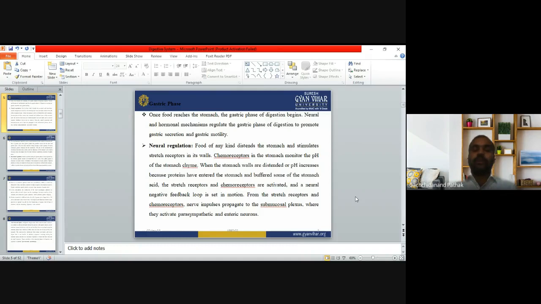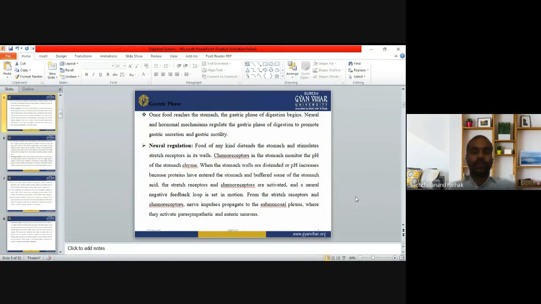Second thing: what will happen when the food goes into the stomach? Now the stomach is going to distend, stretch. The stomach is like a sac-like structure, a bag, a reservoir. So when food fills the stomach, it is going to broaden, distend. So two mechanisms will be here. One, the stomach wall will be distended. Second, the pH will change, the pH will increase. So these two things happen in the gastric phase when the food comes in.